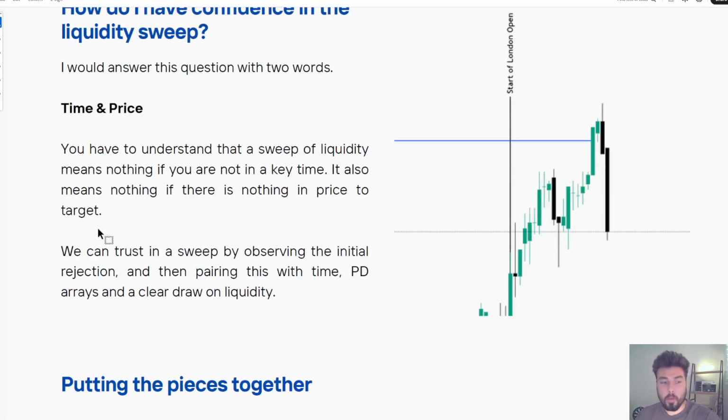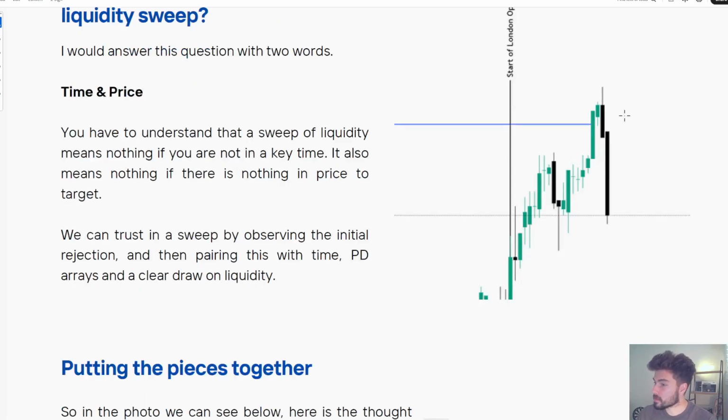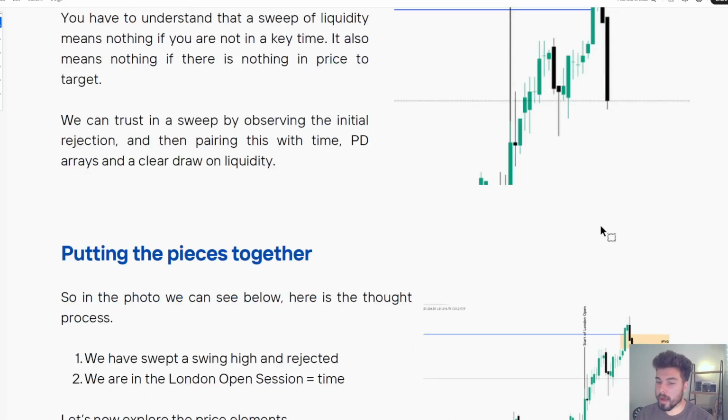So we can trust in a sweep by observing the initial rejection and then pairing this with time, PD arrays, and then a clear draw on liquidity. So you can see the sweep there. We've got the start of the London Open session here, so we're looking for trades. We've been trending up all session previously in the Asian session. It's due for a pullback, right?